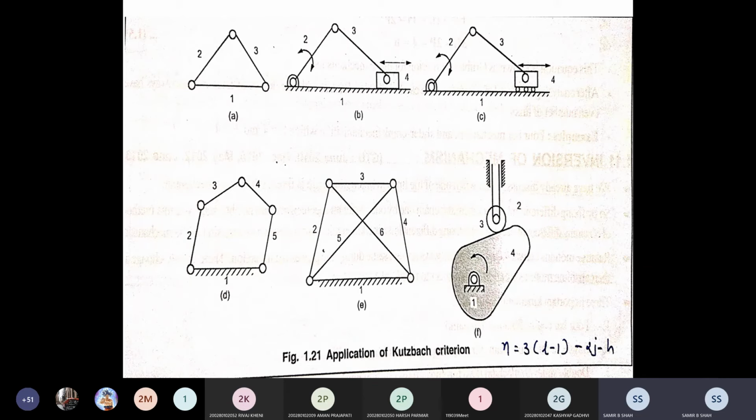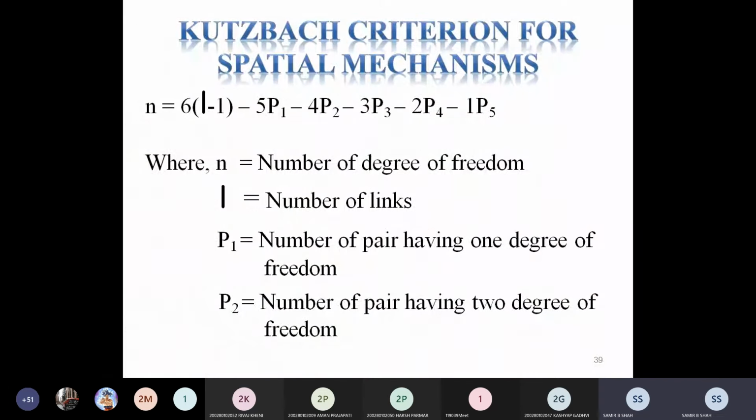Okay, the remaining 1, 2, 3, 4 you calculate in your own way, and mention the answer in the comment box. If there is any query, then I will discuss it with you.